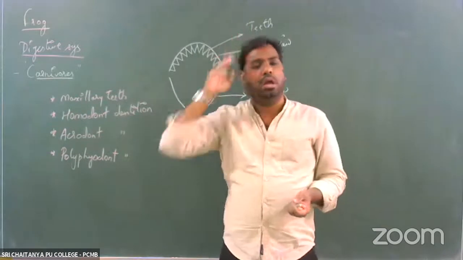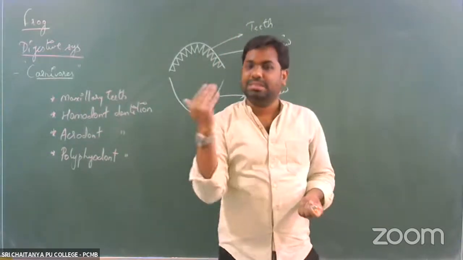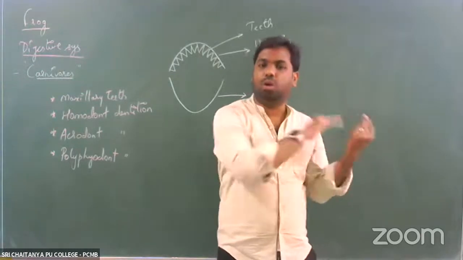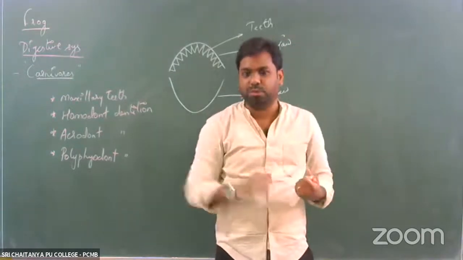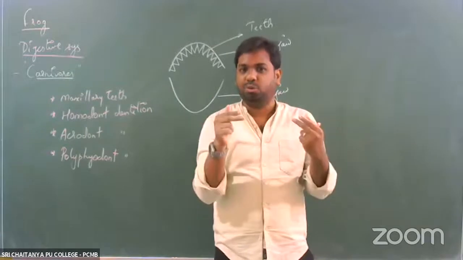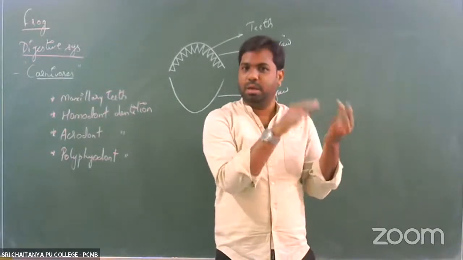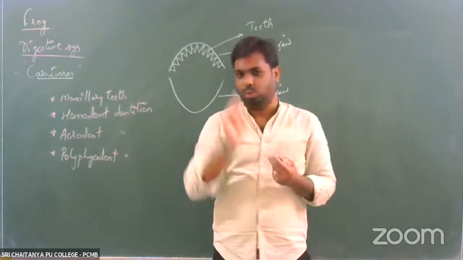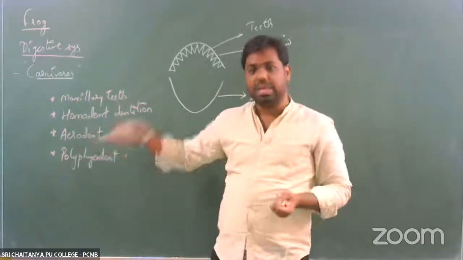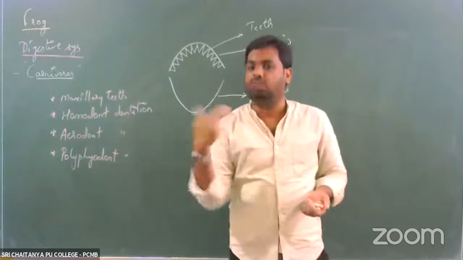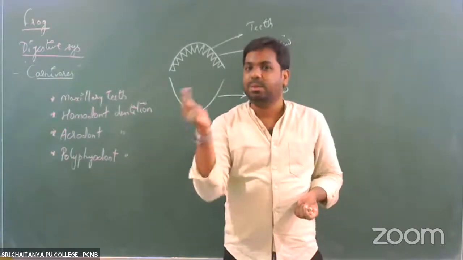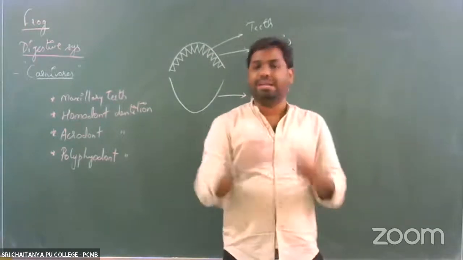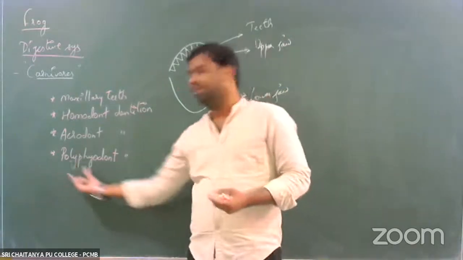So what does that mean? During their lifetime, several times the teeth fall off, and as and when the teeth fall off, new teeth arise in their place. In humans, the teeth fall off only once, and the new teeth replace the ones which fall off. That's it, only two sets. But here, several times the teeth fall off, and as and when they fall off, new teeth arise in their place. If that is the case, we call it polyphyodont dentition.